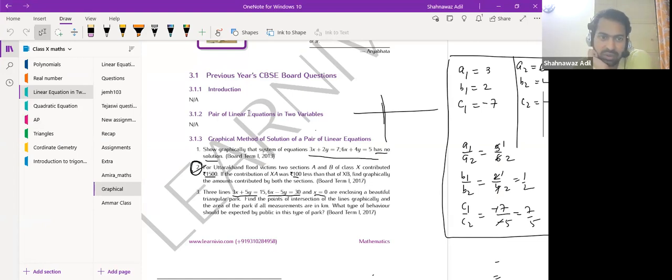Do you have any doubts in the homework? Yeah, there was this question solved using the cross multiplication method. We didn't do cross multiplication and it is not in our syllabus. So yeah, leave that question.